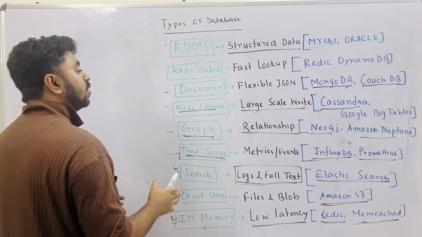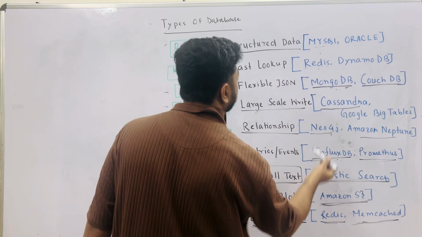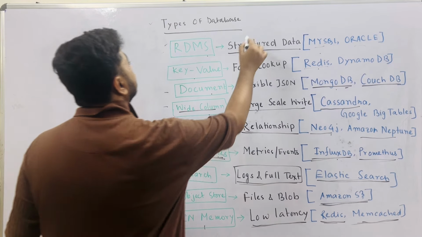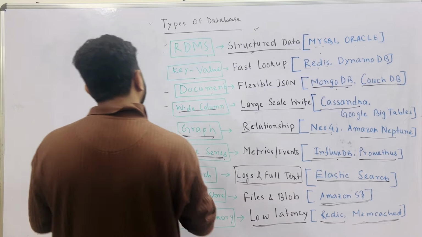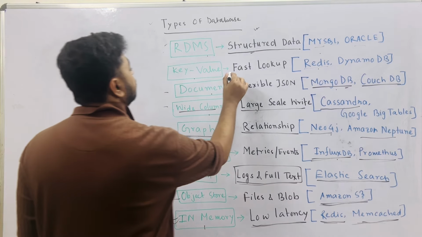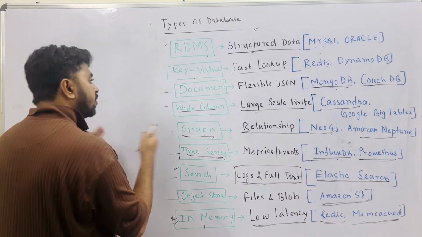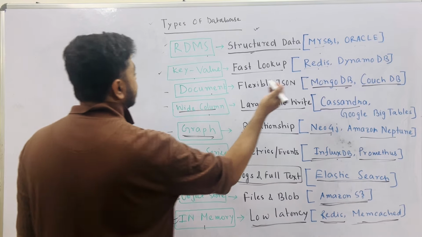So you have to understand why we are using Redis, and why we are using MongoDB and Cassandra. That's why I have given the USP of each database. Suppose RDBMS is for structured data. When you have very structured data with a fixed schema, we go to RDBMS. When we want very fast lookup of data based on a key, there we go to the key value pair database, that is Redis.